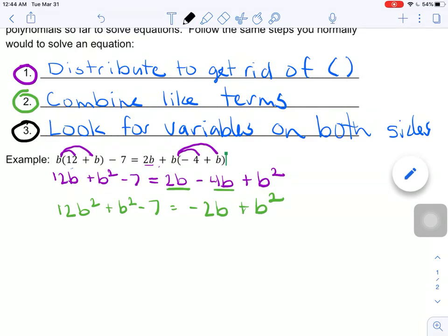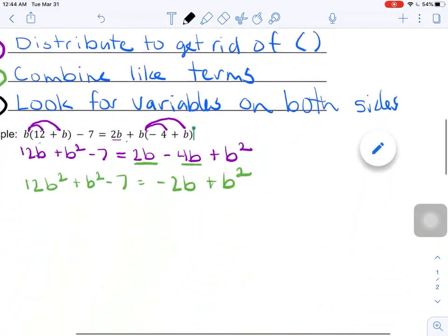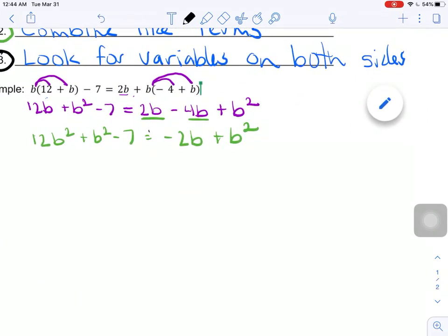So remember, if your like terms are on opposite sides of the equation, you cannot just smash them together. This equal sign is kind of like a wall. Things cannot magically pass through the wall. But we can use our properties of equality to move things around.